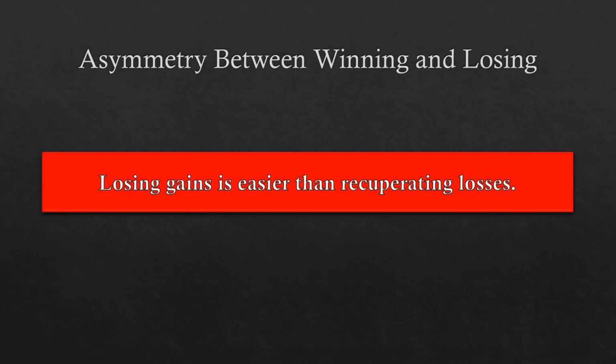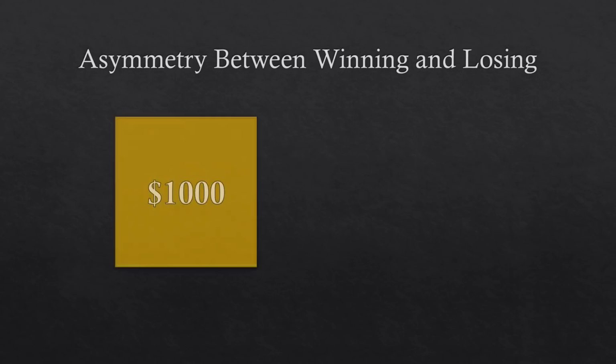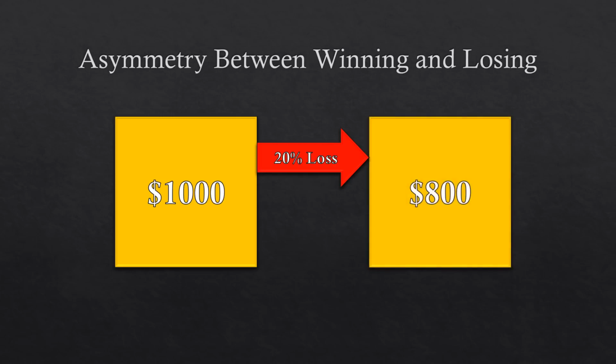Another problem that traders face to a greater degree in scalping is the asymmetry between winning and losing trades, meaning that losing gains is easier than recuperating losses. The best way to understand this is by using an example. Let's say a trader loses 20% of his capital. In order to recuperate his loss and go back to the starting point, the trader needs a return greater than 20%. For instance, let's say a trader has $1,000 and he loses 20%. Now the trader has $800. In order to go back to $1,000, he needs to gain $200. $200 on top of $800 represents a 25% return. In other words, in order to recover from a 20% loss, the trader needs a 25% return.